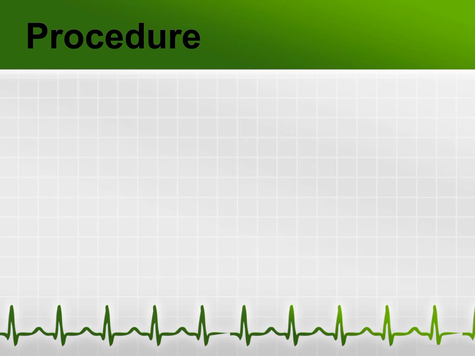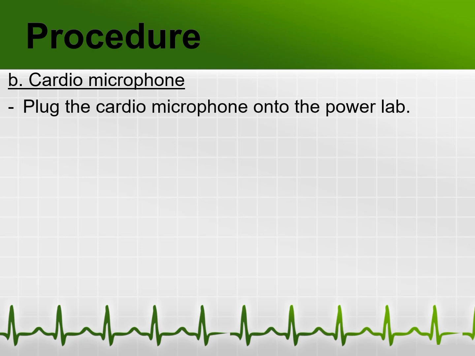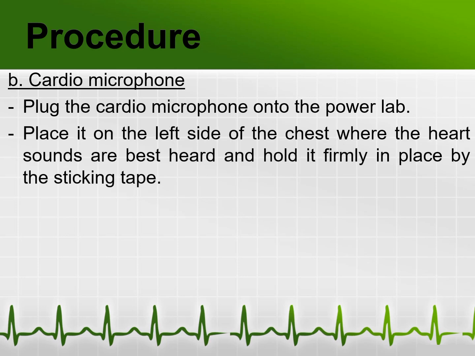Then we will record ECG by using cardio microphone. Plug the cardio microphone onto the PowerLab system. Then place it on the left side of the subject's chest where the heart sounds are best heard, and hold it firmly in place by the sticking tape.